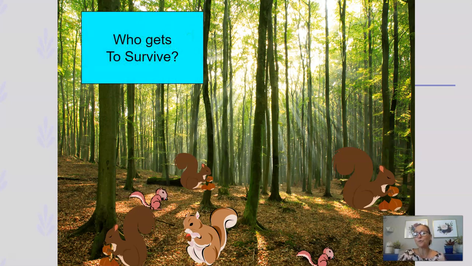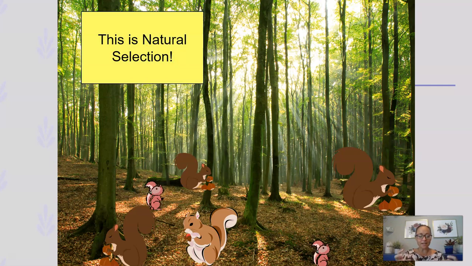Now, when we think about who gets to survive, it's the ones that are better suited for their environment. Maybe they're faster at finding food. Maybe they're camouflaged better. Maybe they can escape predators. Maybe they hunt at different times, right? So when we think about the individuals who survive, it's the ones who have phenotypes that are very well suited for that particular environment. So when we talk about individuals surviving and reproducing, we call this natural selection. Individuals with phenotypes better suited for their environment survive and reproduce.